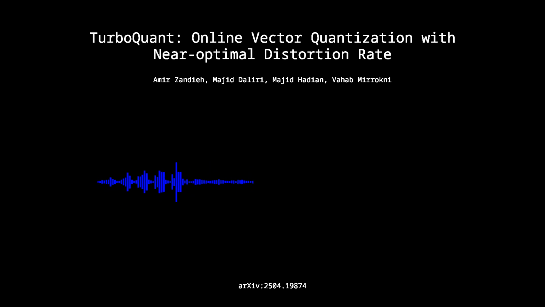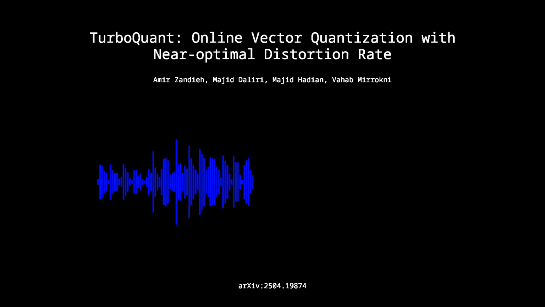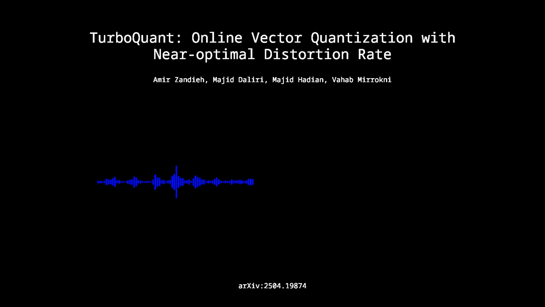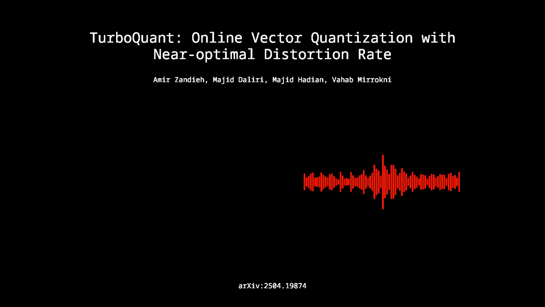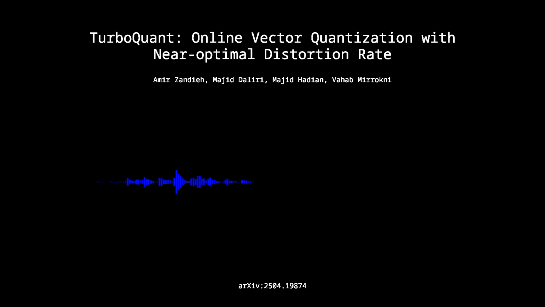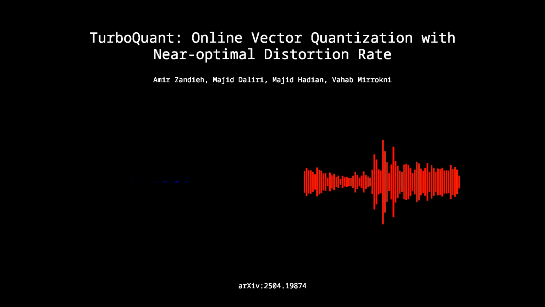If you are engineering inference pipelines for large language models or building massive scale vector databases, you are intimately familiar with the ultimate memory bottleneck. Oh, absolutely. The key value cache. Right, the KV cache. As context windows scale into the millions of tokens, memory bandwidth just severely chokes the hardware. You are forced into this really brutal trade-off. Yeah, you basically have two bad options.